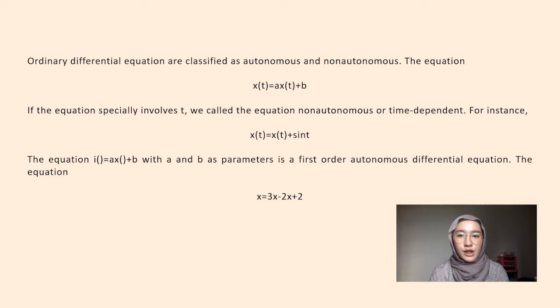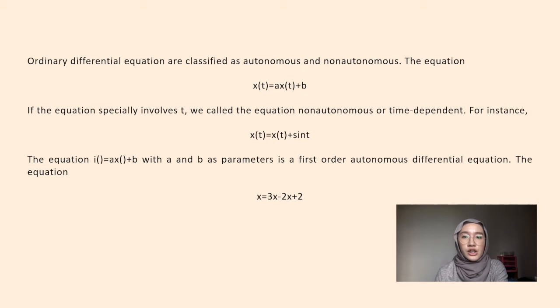The variable t often stands for time, and the solution we are looking for, x(t), usually stands for some economic quantity that changes with time. Therefore, we consider x(t) as a dependent variable. For instance, x'(t) equal to f(t, x(t)) is an ordinary differential equation. Ordinary differential equations are classified as autonomous and non-autonomous.